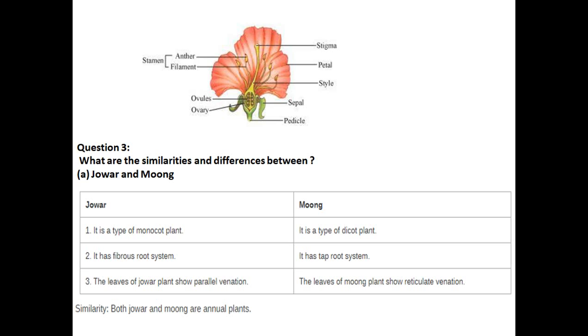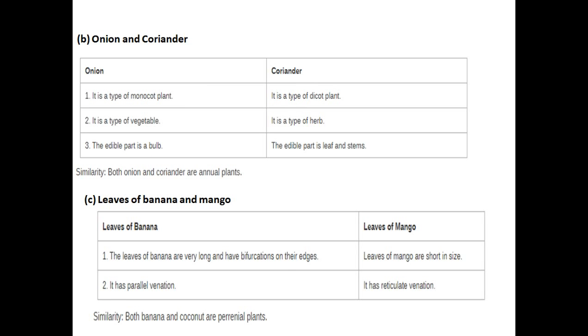Okay, so when you see the plant of jowar or moong, you can observe all this differentiation between jowar and moong. The leaves of the moong plant show reticulate venation, while in jowar you will find parallel venation. And both jowar and moong are annual plants. That is the similarity between these two plants.